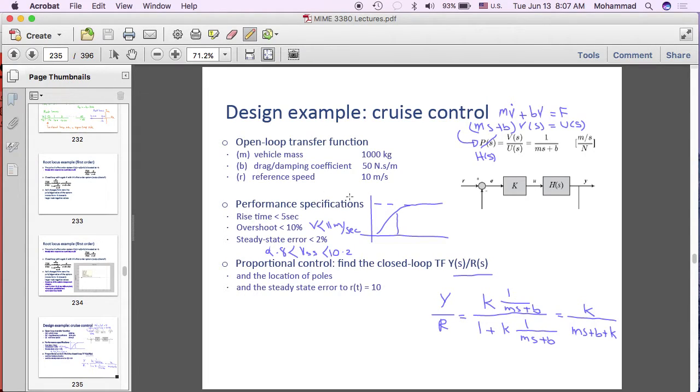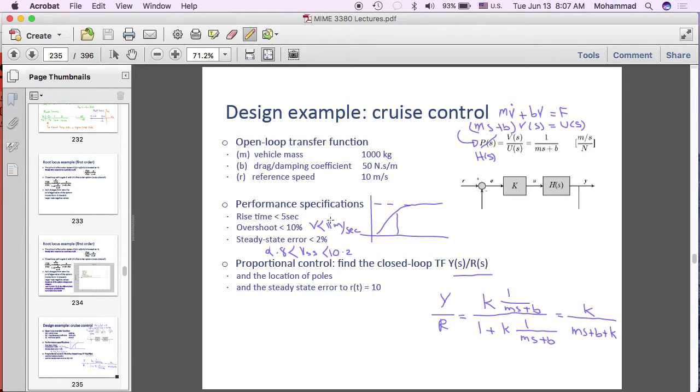And we wanted to achieve this 10 meters per second with a specific transient response. So we wanted the rise time to not exceed 5 seconds. Rise time is the time that it takes for the response to go from 10% to 90%. So this initial change. And also we didn't want a steady state error to be more than 2%, and we didn't want overshoot to be more than 10%. So we wanted to keep overshoot less than that.